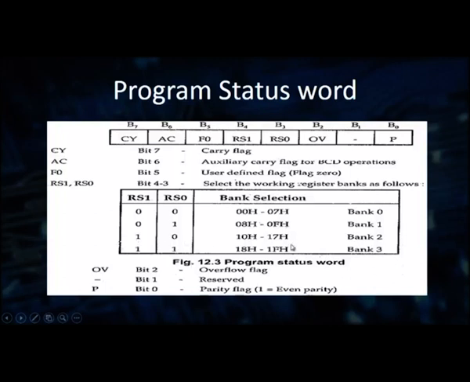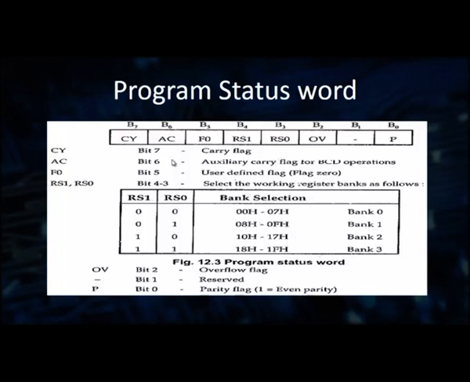In each bank we have 8 registers, denoted R0 to R7, for all 4 banks. F0 is a user defined flag. AC is not used; it is reserved for future purposes. AC is the auxiliary carry, which is used for the BCD operation. During a BCD operation, it indicates whether the number exceeds 9 or not.